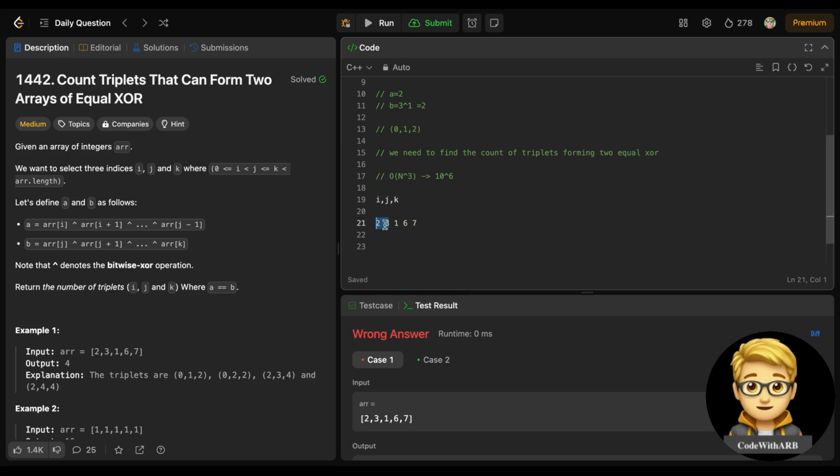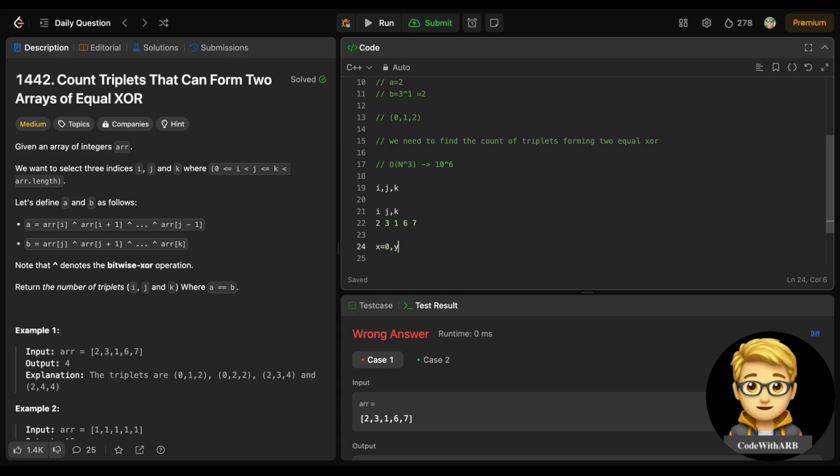So if you see here, we definitely need an i, also a j, and also a k, right? And j and k can be equal in this case, right? So what we need to do is define three pointers which will move one by one, and whenever we get two XOR values equal, we will increment our counter, because that will generate a triplet, right? So if we start, we will take two variables, x and y.